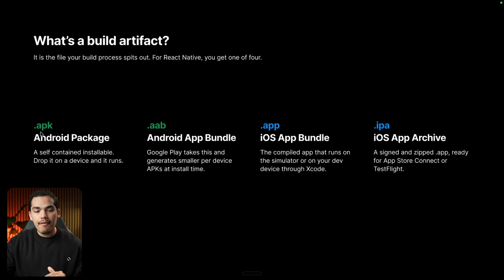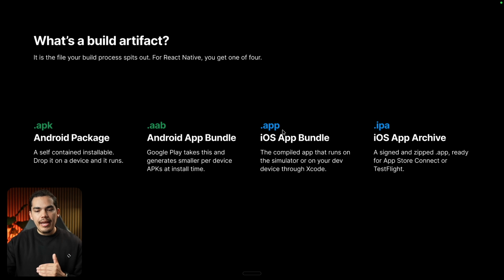For Android, you have .apk, which stands for Android package, and it's a self-contained installable. Drop it in any device and it runs. Then we also have the .aab file, Android app bundle. This one is used by Google Play. So you give the .aab to Google and they take that to generate a smaller per device APK at install time. And iOS works the exact same way.